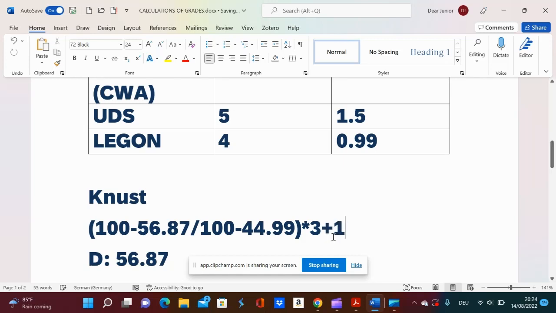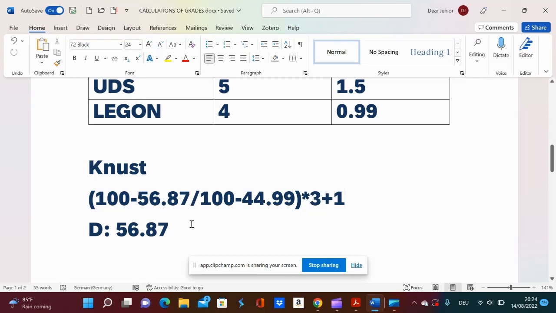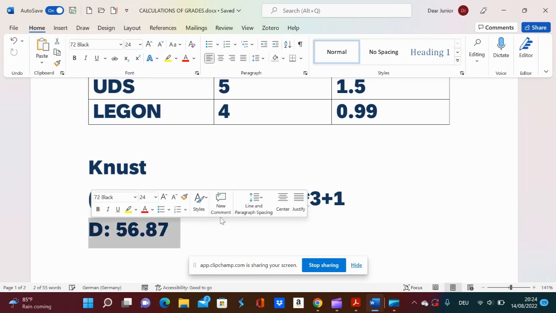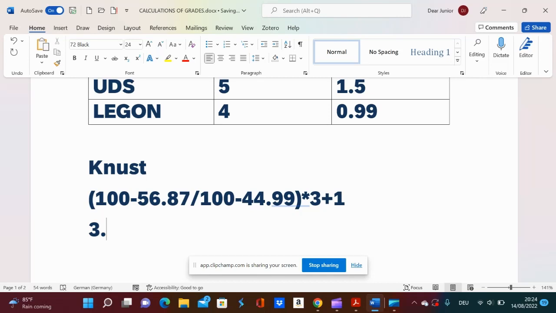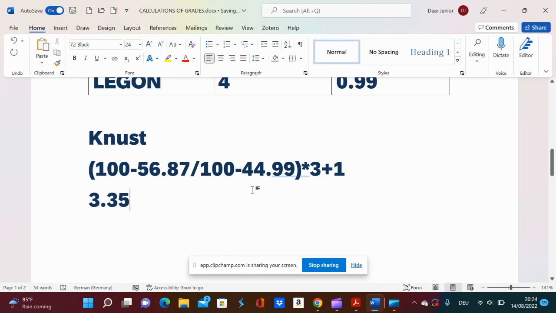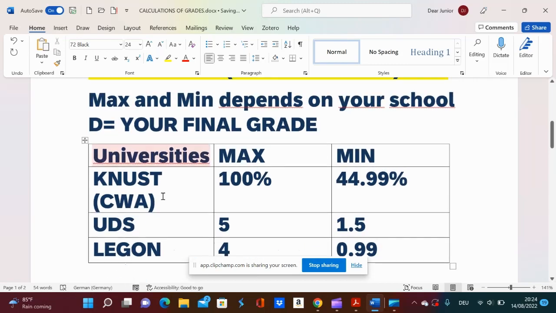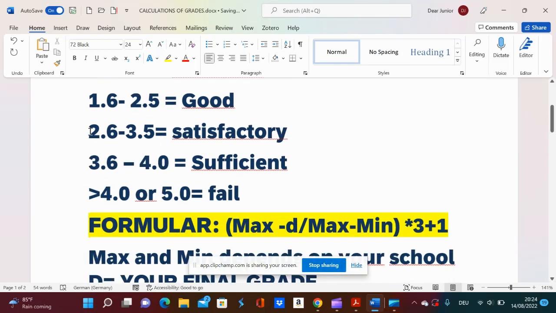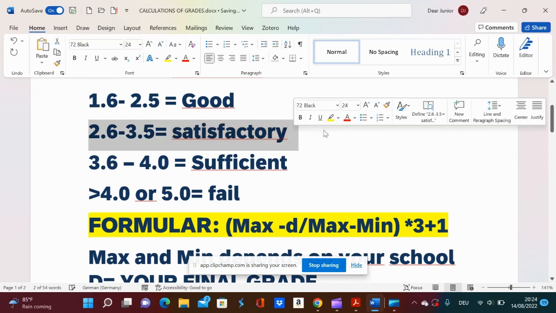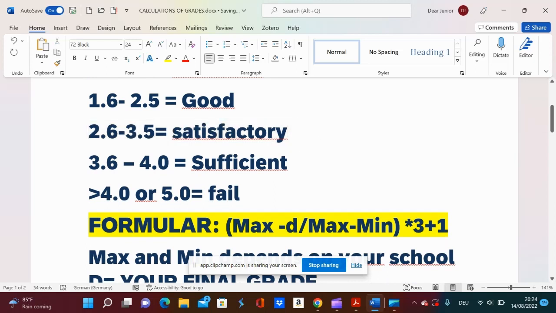times 3, plus 1. This is how the calculation is done. When you do this calculation, you end up getting 3.35. This is what the person had. Let's check where the person fits into the German grading system. 3.35. This person is a KNUST student, so the person fits here as satisfactory.